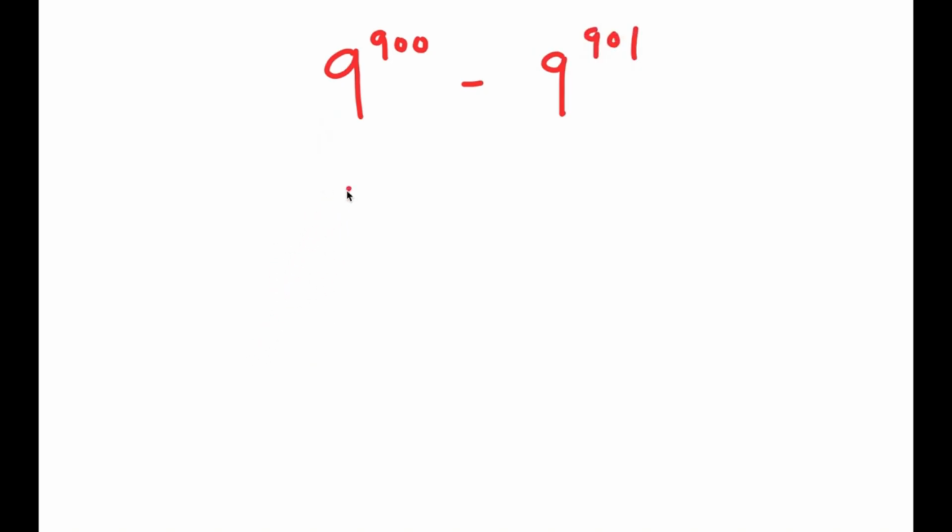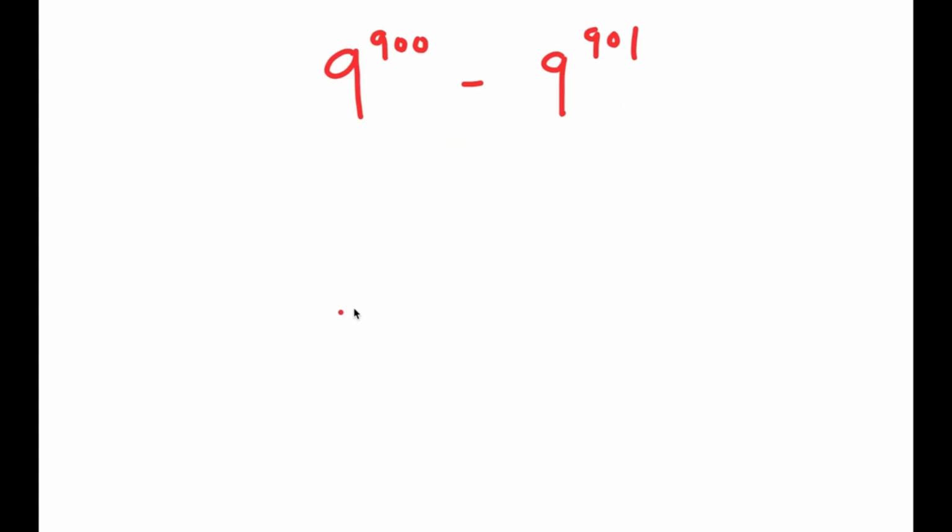So, to solve this, I'm going to first start by evaluating my terms. So we have 9 to the power of 900 and 9 to the power of 901. And these two terms are pretty similar, except that the exponent for 9 to the power of 900 is 1 less than the exponent for 9 to the power of 901. So the easiest way to solve this is to simplify this as much as we can.